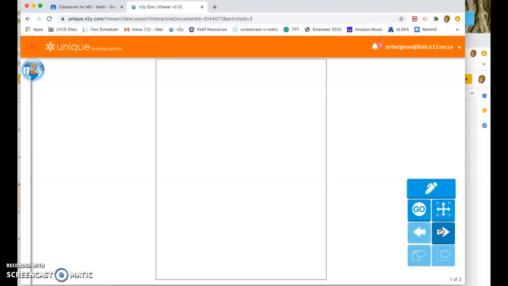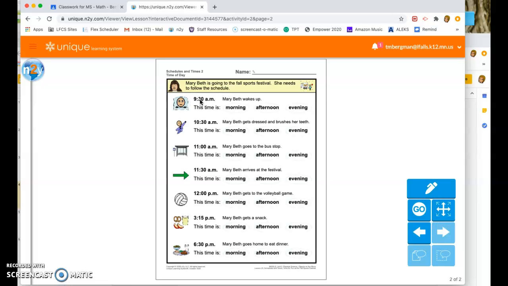So short and sweet assignment. This one too, please read it or have it read aloud to you. And the pictures help, right? So what time does she wake up in the morning? 9:30. We're going to decide that that's morning. So the rest of these, have them read aloud to you or read them, and then you can choose morning, afternoon, or evening for this assignment. So quick and easy review.